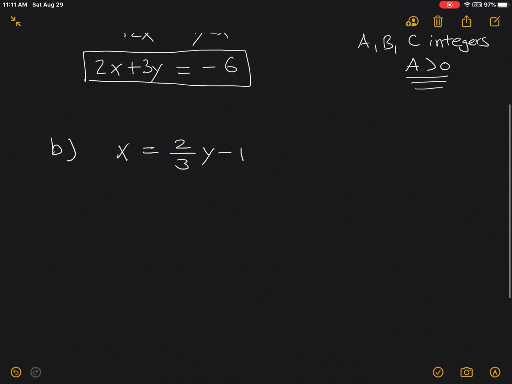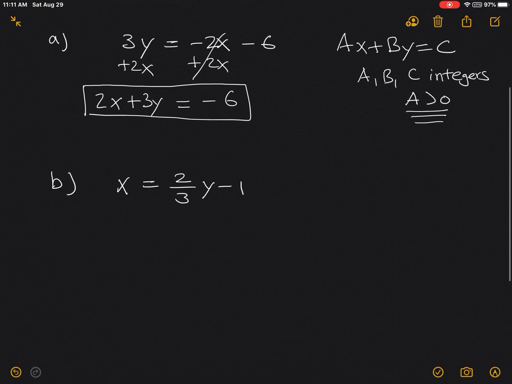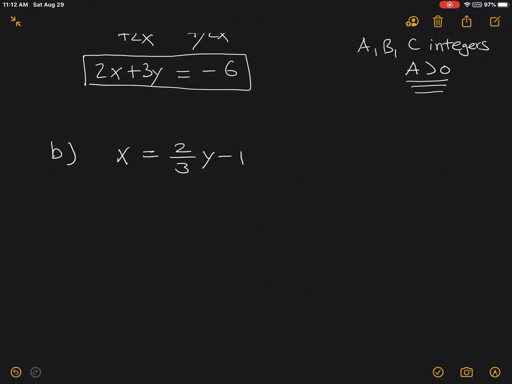All right, now, if you take a look at part B, there's some fractions. Students typically don't like fractions, but I'll show you how to get rid of them. Notice the a coefficient right here in front of this is 1 already. This coefficient is positive 1. So I want to keep it positive, which means I want to move the 2/3 y over. If I move it over, it becomes minus 2/3 y is equal to negative 1. And this is almost in standard form. You have x and y on one side, and you have a constant on the other side.